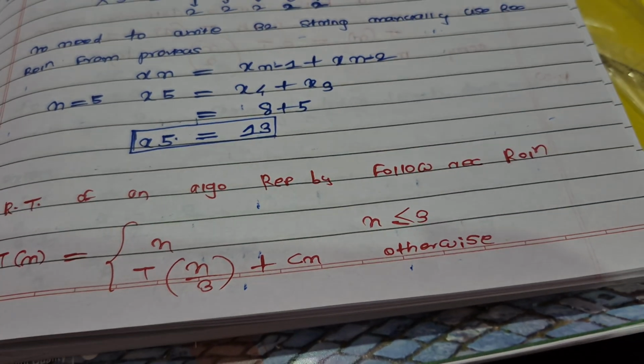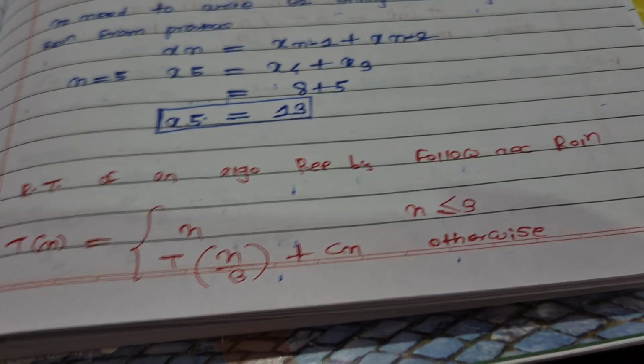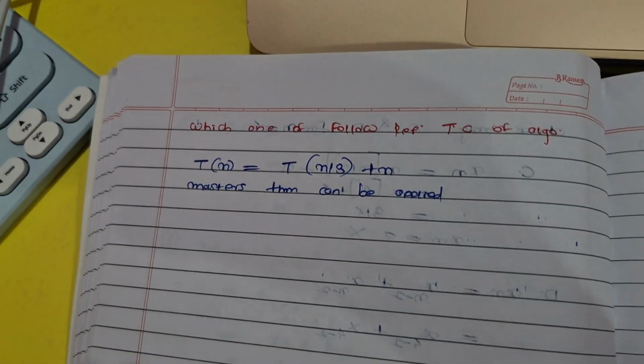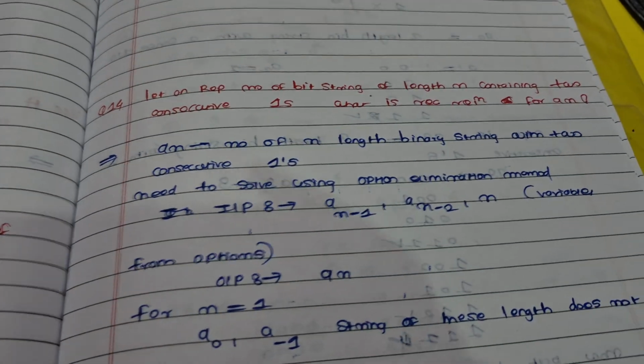The running time of an algorithm is represented by the following recurrence relation. Which one of the following represents the time complexity of the algorithm? So this is for homework, we'll solve it later.